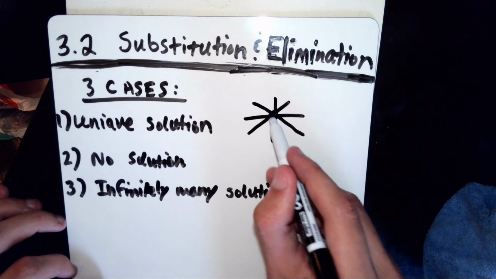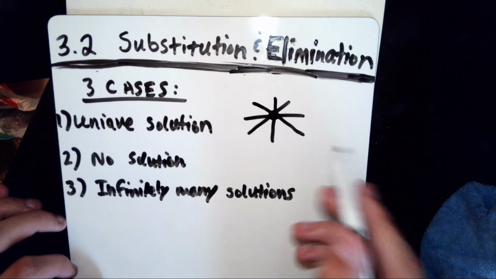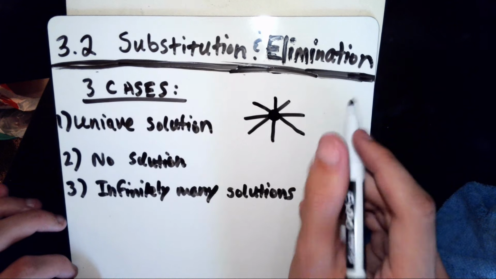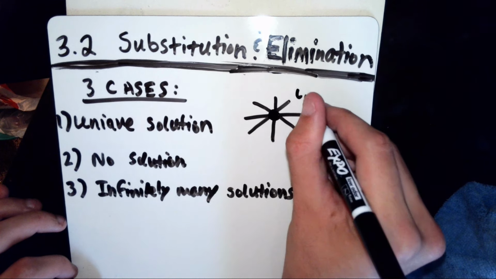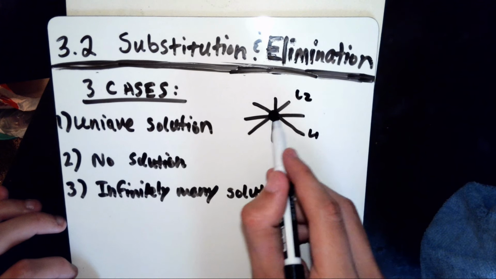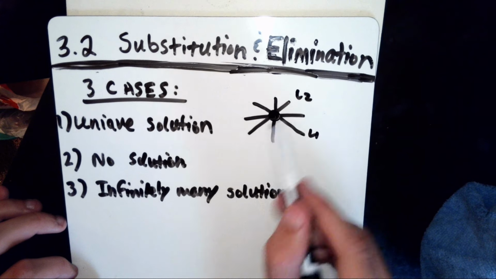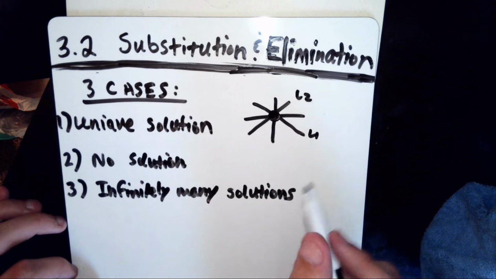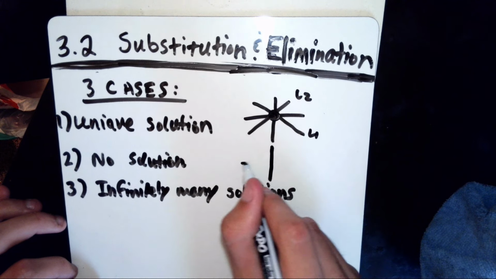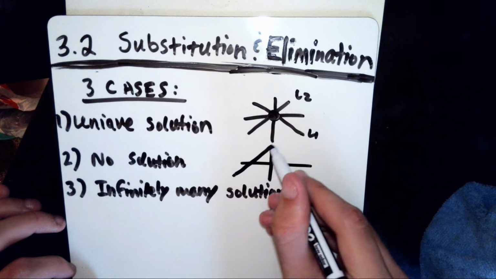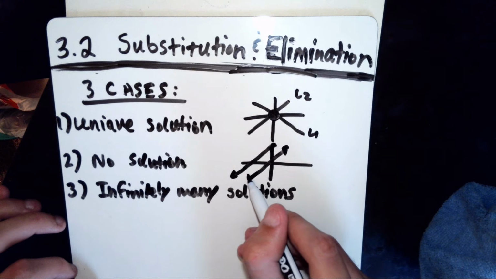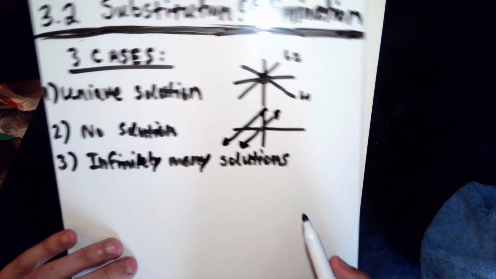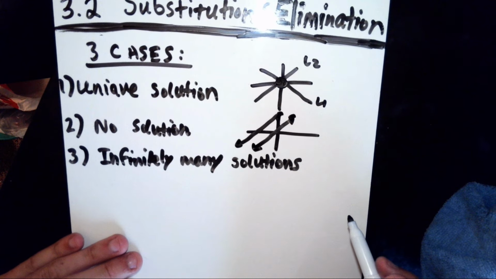Let's say they intersect right here. This little circled point is the unique solution of, let's call this one L1 and L2. So this is the unique solution situation where they intersect in one spot. When there's no solution, it means that the lines are parallel. It means they never touch. There is no solution because they do not intersect at all. So there's no solution in that case.